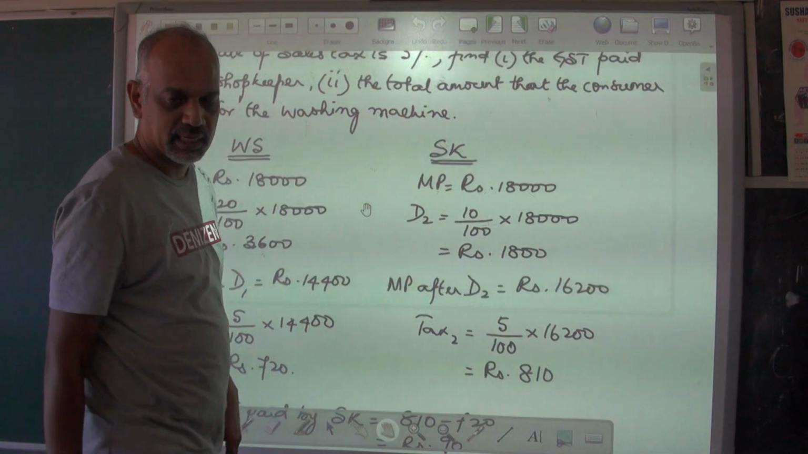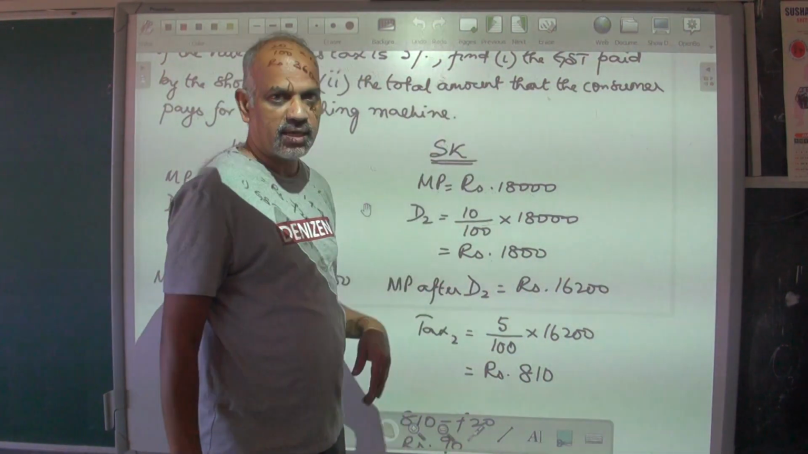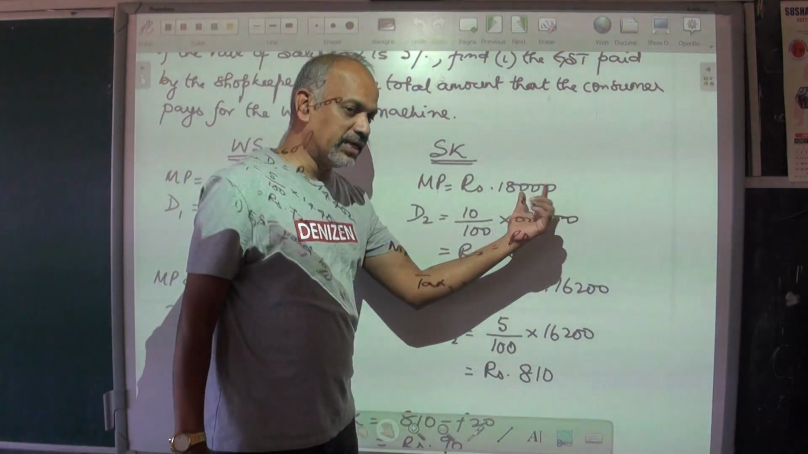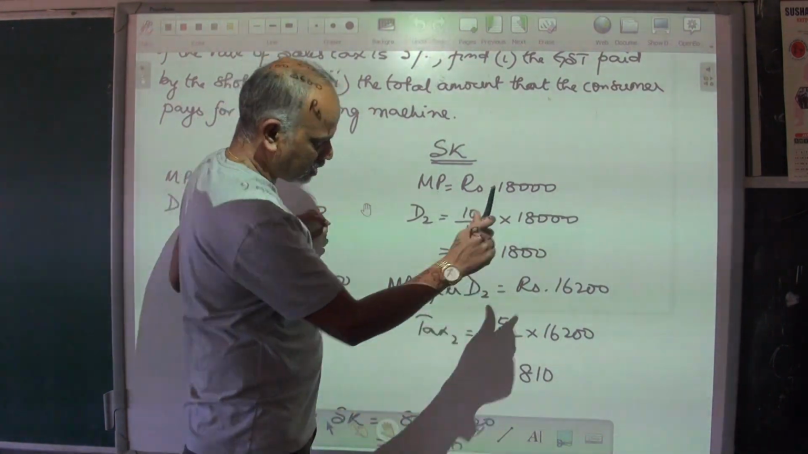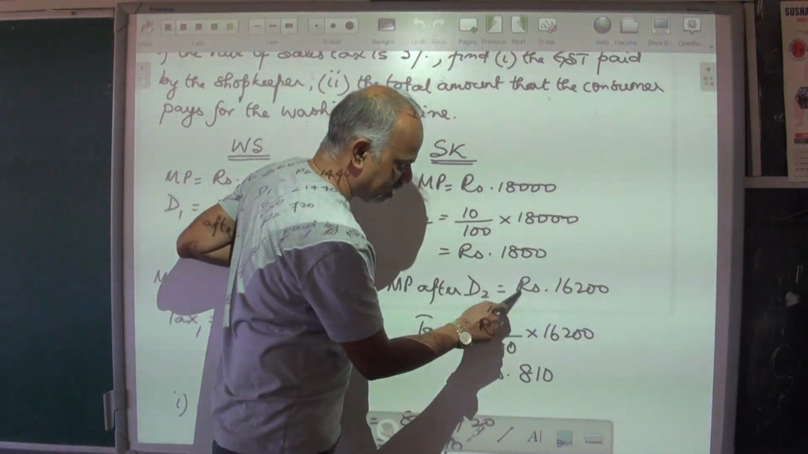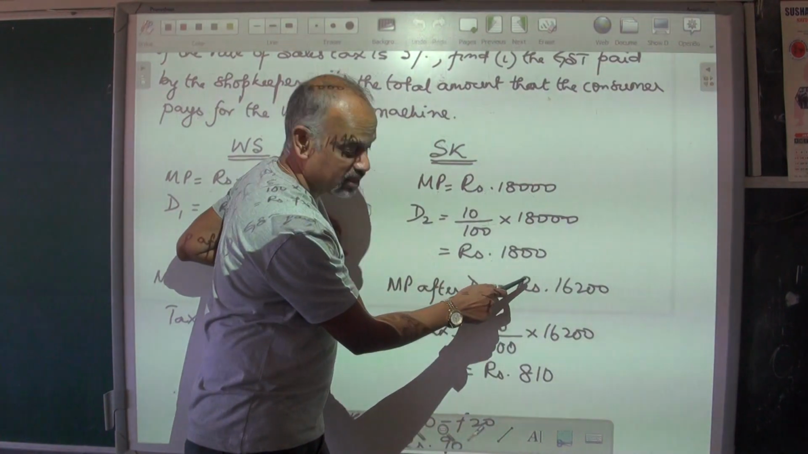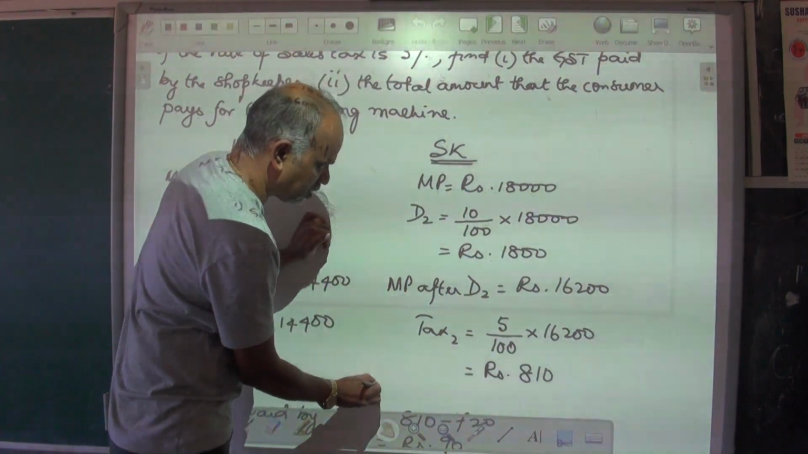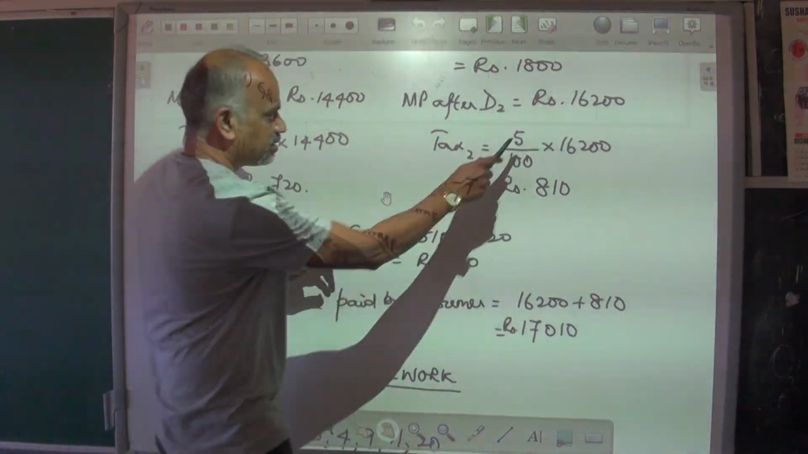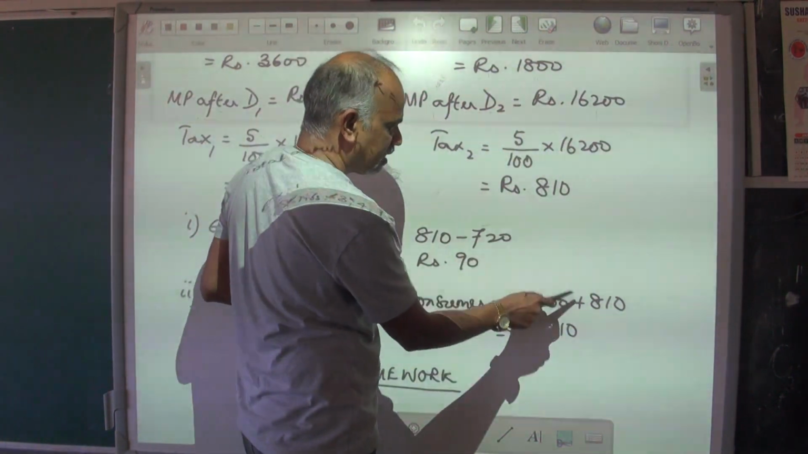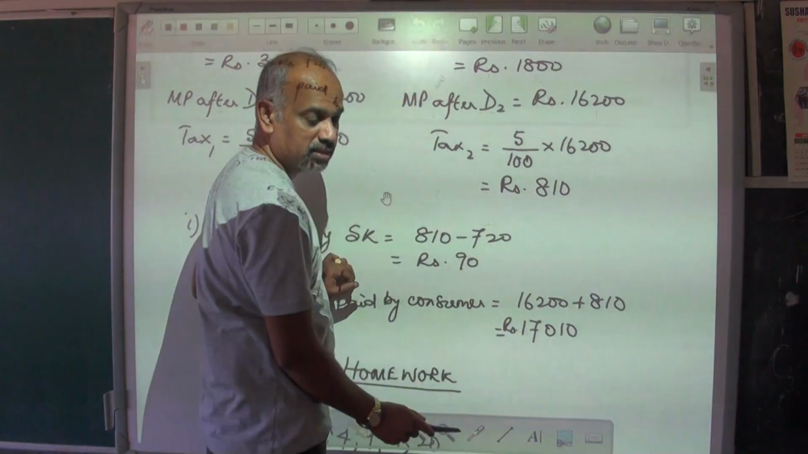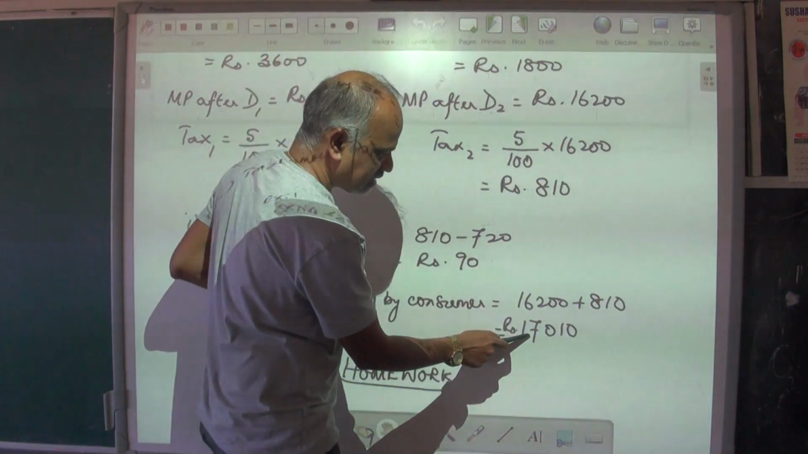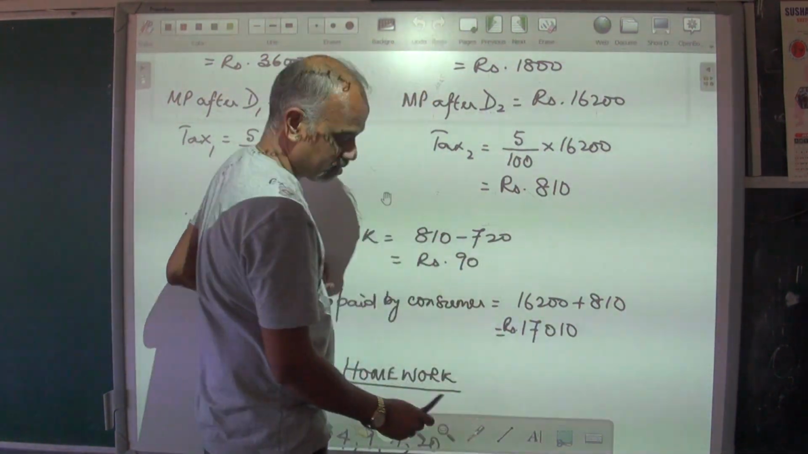The second question is, you have to find the total amount that the consumer pays for the washing machine. Total amount paid by the consumer. What all does the consumer have to pay? Consumer has to pay 16,200, that's the price after discount. And he also has to pay 810 rupees as tax. So the total amount paid is 16,200 plus 810 rupees as tax. That gives you rupees 17,010.